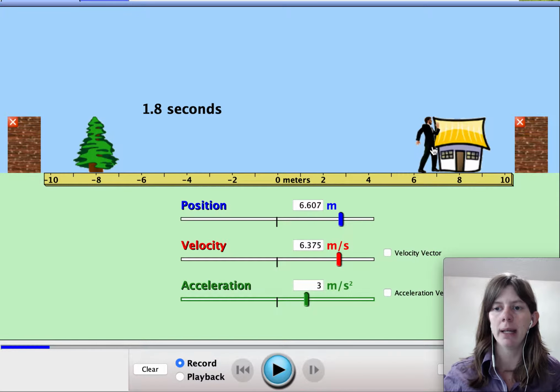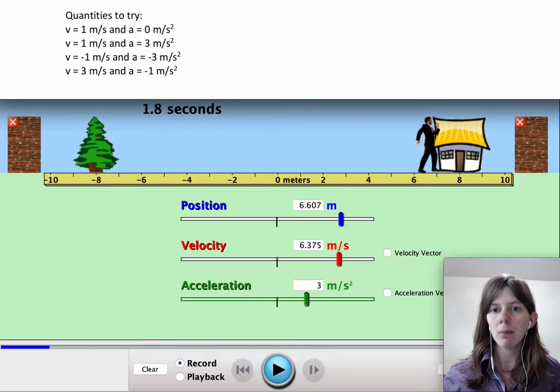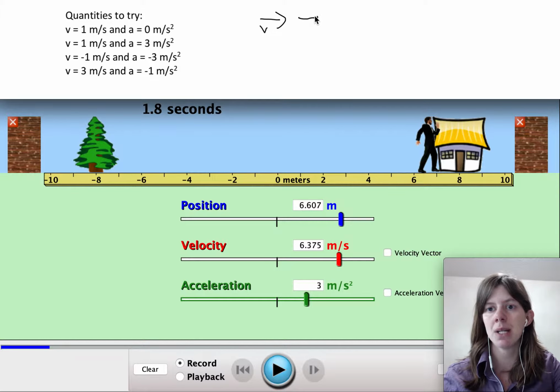I was a little bit late shutting him off, but it takes about 1.7 seconds to get to the 6 meter mark because now he doesn't have a constant velocity, he's actually speeding up. So in this case, a velocity that was positive and an acceleration that was positive, to the right, meant that he was speeding up. But now let's take a look and see, well, what about a negative acceleration?